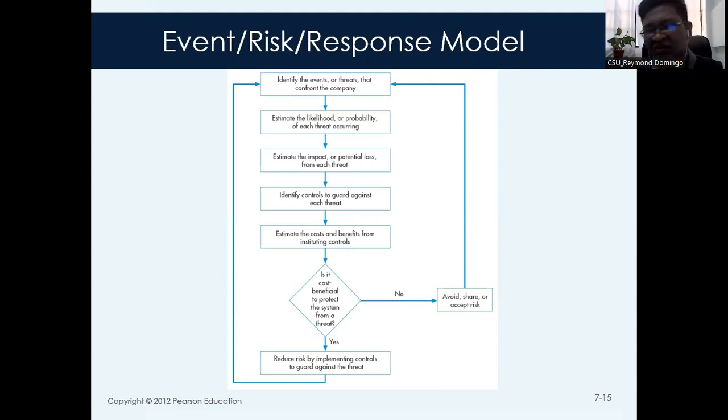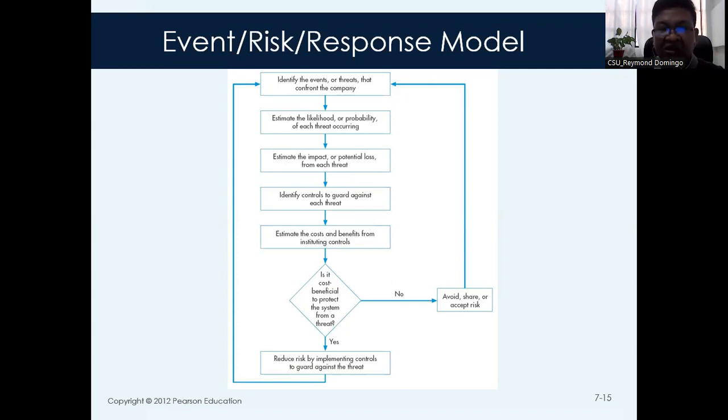Okay? So, may risk tayo. Gaano ba yung chance na tatama sa atin to at magko-cause ng losses? Ano ba yung chance? Sobrang laki ba yung chance or maliit lang naman? Okay? And then we have to estimate the impact or potential loss from each threat. Halimbawa, okay, nakita na natin na identify anong klase ng risk. Tapos, ano yung probability na mangyayari to.